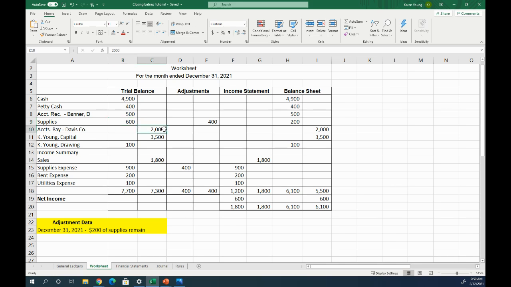Next, we have an accounts payable. This is an amount that I owe to Davis Company. This is a permanent account. When the year ends, I'm still going to owe Davis Company $2,000 come January 1st, 2021. They're not just going to wipe away my debt simply because the fiscal period ended.